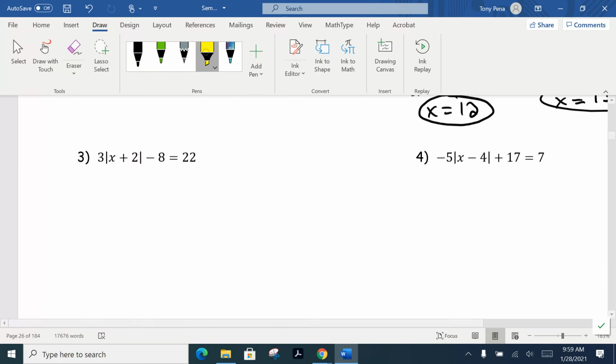All right, so now number 3. Keep in mind that first step. So if we look at this right here, we need to get this by itself. Those are your absolute value bars. We need to get that by itself.